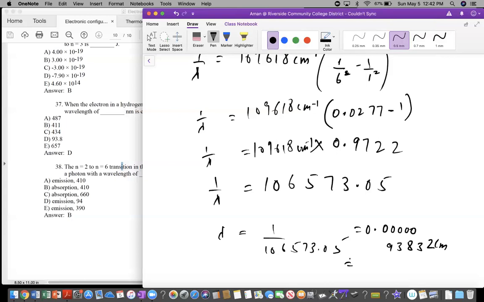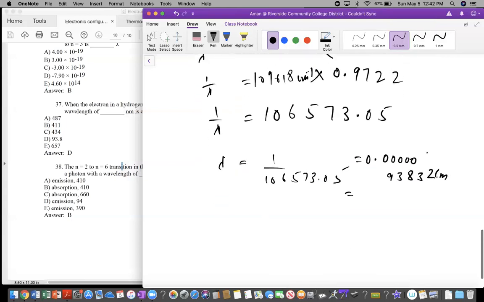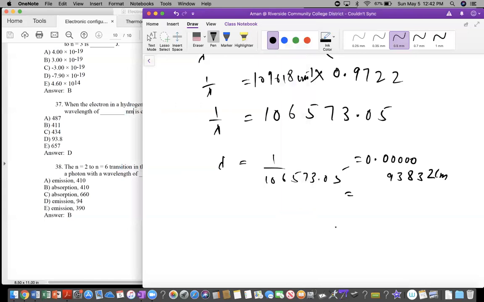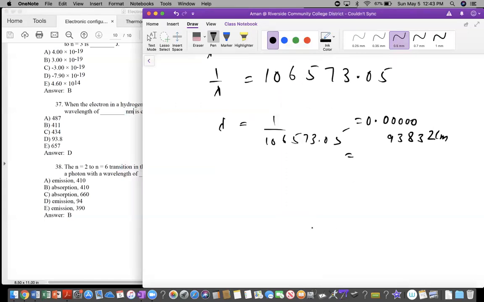And this is in centimeters, so you have to change it to nanometers. That's what the question says, right? The answer has to be in nanometers. So I have to change centimeters to nanometers. We should know the conversion. We got 0.000093832, and this is in centimeters. We're going to go from centimeters to nanometers.